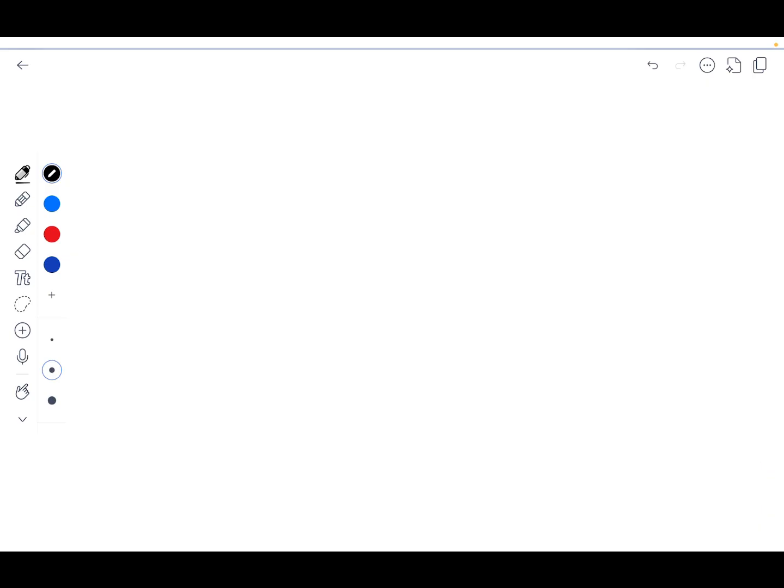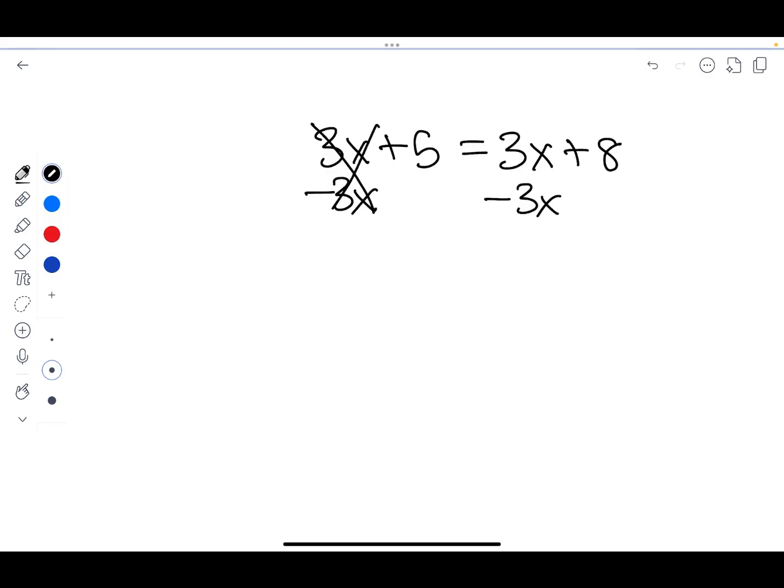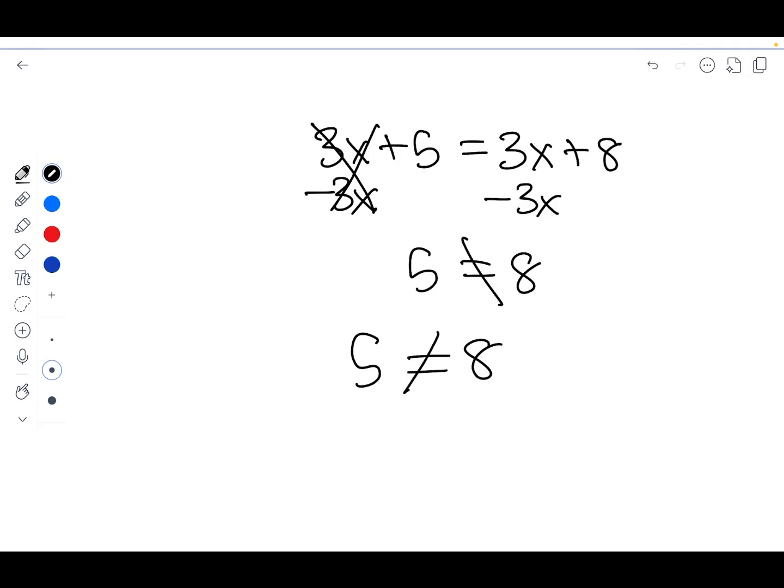What if we get a false statement while solving? Let's start with 3x plus 5 equals 3x plus 8. When we subtract 3x from both sides, you would notice that x completely cancels out. So you're left with 5 equals 8. Note, 5 does not equal 8. 5 will never equal 8. So that makes this a false statement.